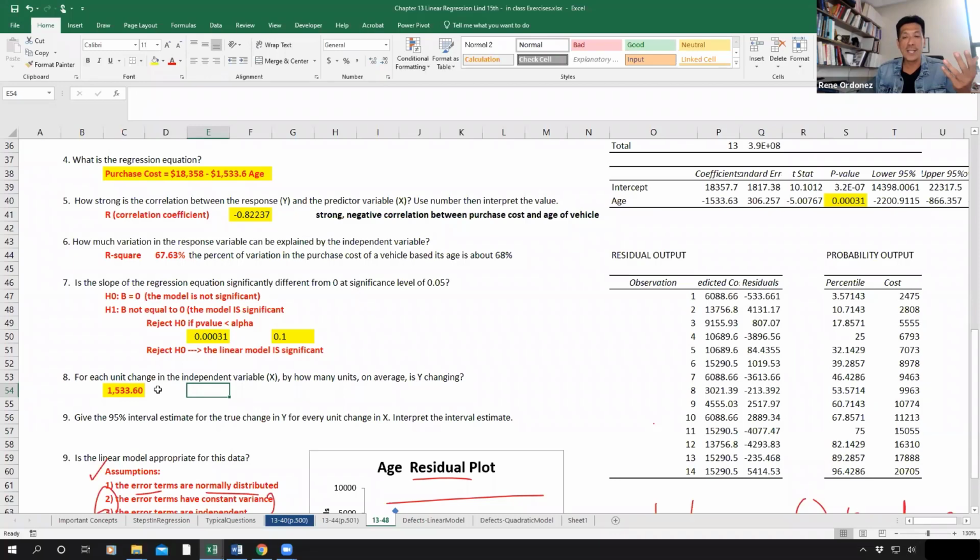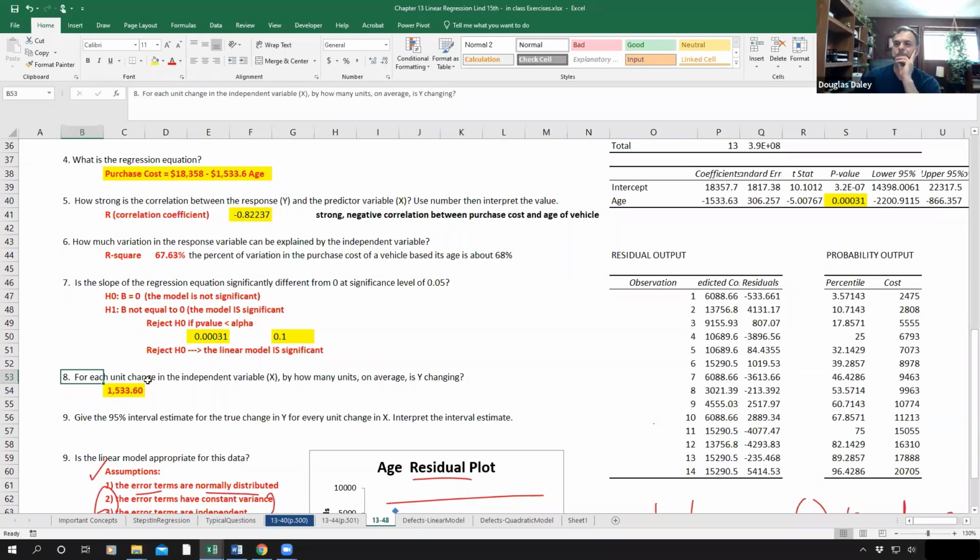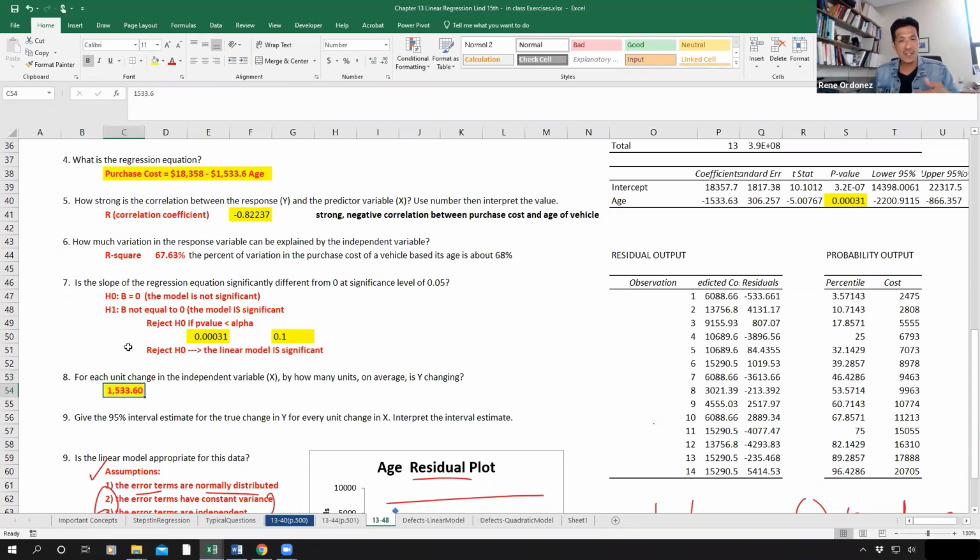Right. So what you would want to say, if the question was phrased as, for every year a car gets older, by how much does its purchase cost change? Okay, that makes sense. If it's phrased that way, then you can say, decrease by $1,534. Right? Okay, thank you.